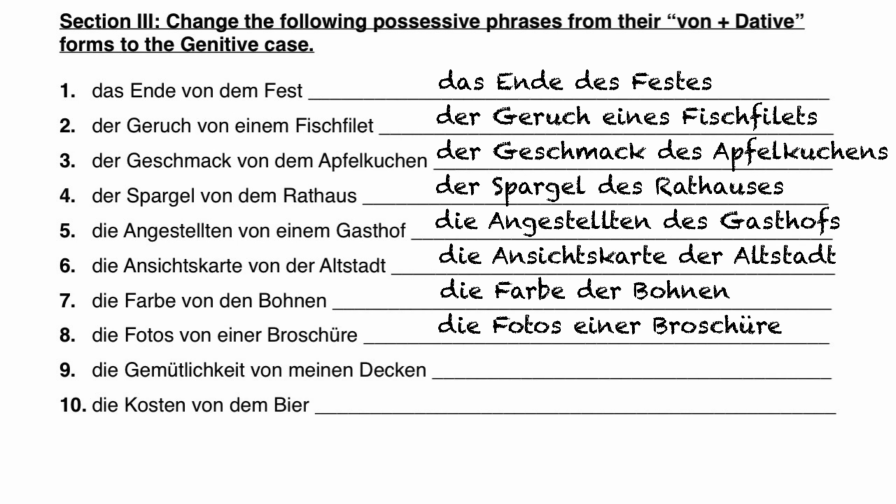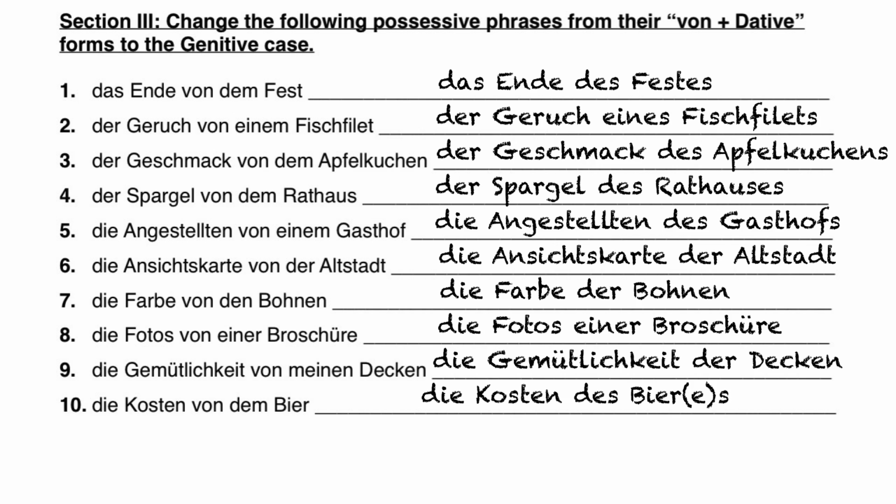Die Gemütlichkeit von meinen Decken. The coziness of my blankets. Die Gemütlichkeit der Decken is the genitive version. Die Kosten von dem Bier. The cost of the beer. Here we would have to have die Kosten des Bieres. According to Duden, you can actually leave out the E and you can just say des Biers. Me personally, I would probably actually say des Biers instead of des Bieres. It just sounds easier. I'm not real sure why.